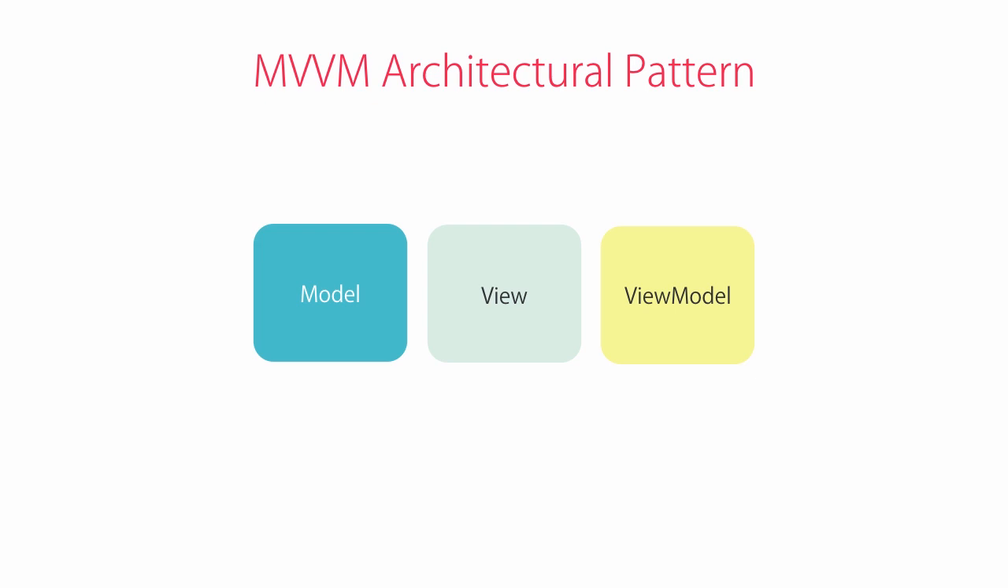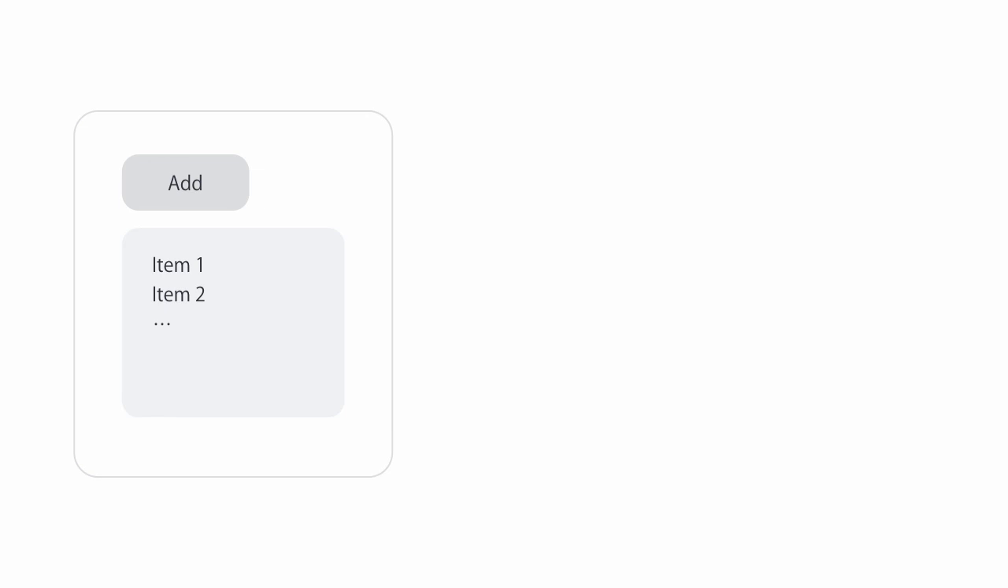And the third moving part is the view model, which is a model specifically designed for the view. So it's a class with properties that represent the state of the view and methods that implement the logic behind the view. For example, imagine we have a page with a list and a button. When the user clicks this button, a new item is added in the list.